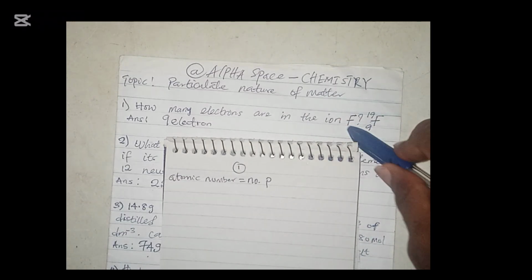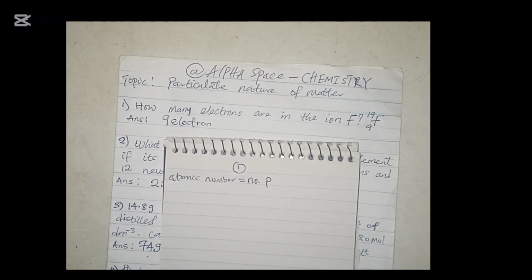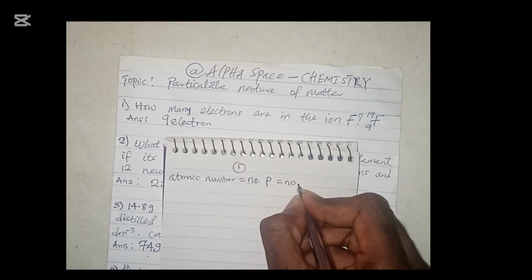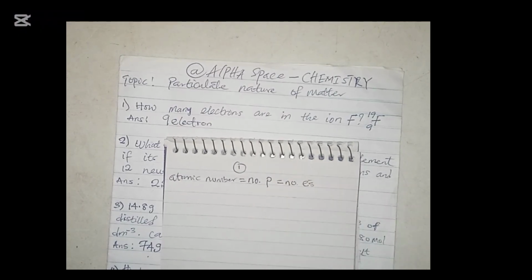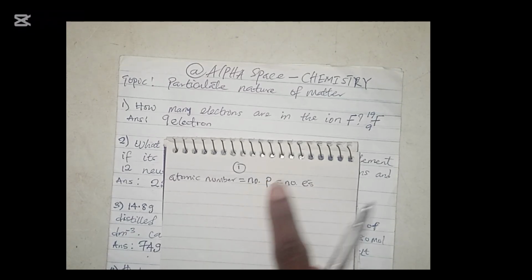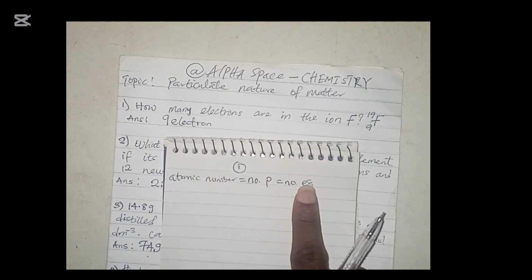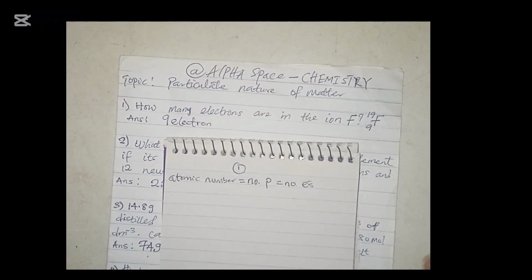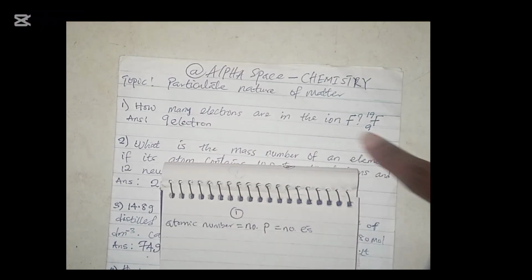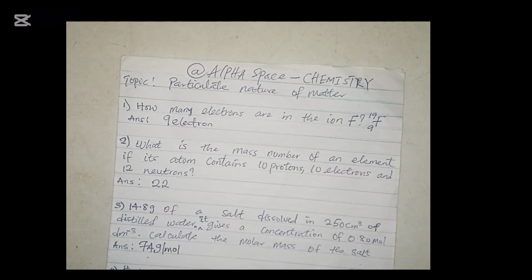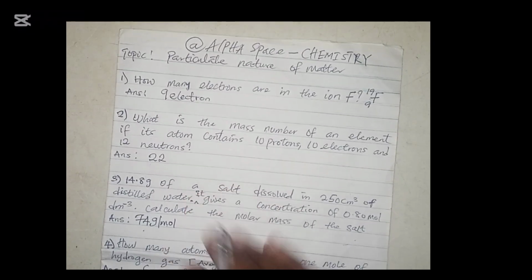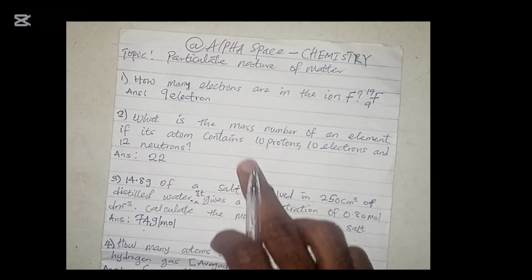Now, you'll see that this ion has no charge. There's no charge above here. For a neutral ion, the number of protons is equal to the number of electrons. Now, if the number of protons for a neutral atom or neutral ion is equal to the number of electrons, it therefore means the number of electrons is equal to the atomic number. And what is the atomic number? 9. And therefore, the electrons that are present in this ion is what? 9 electrons.